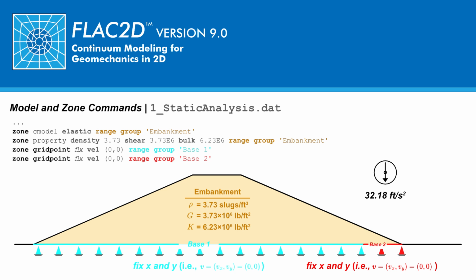Note that since velocity is fixed in both directions, the vel command without 0 0 could have been used. Many other such commands to fix velocity can be explored using the conceptual help or the help and documentation page. Now gravity of 32.18 feet per second squared for the model will be specified. The command is model gravity 32.18.